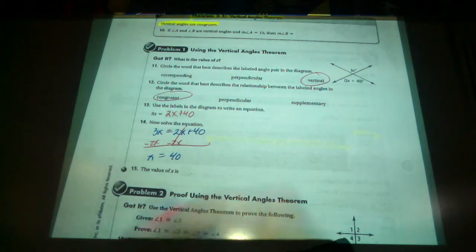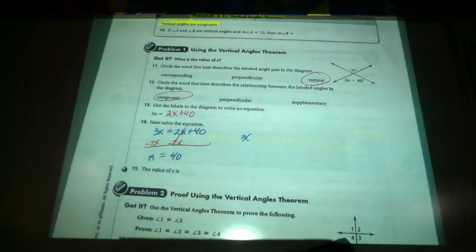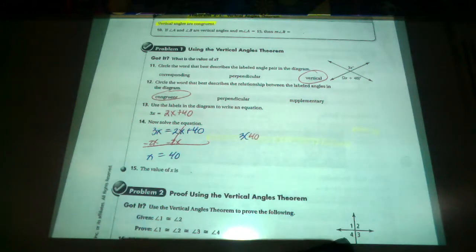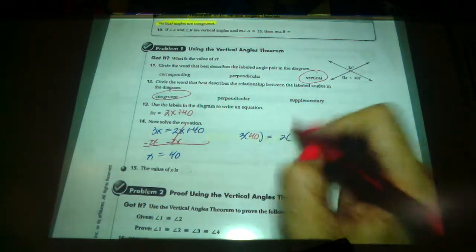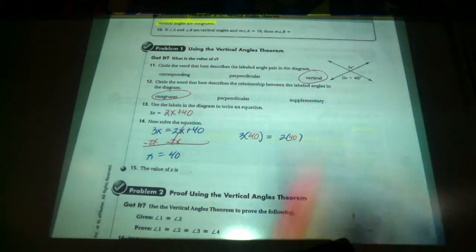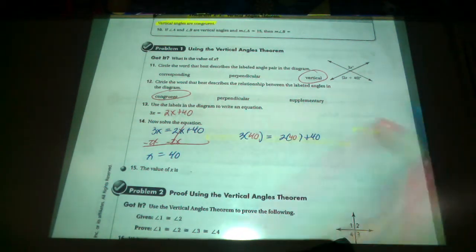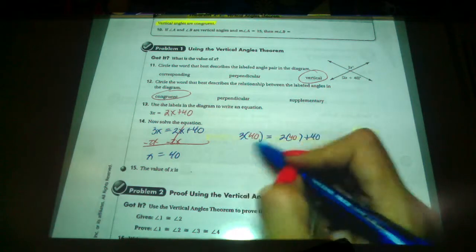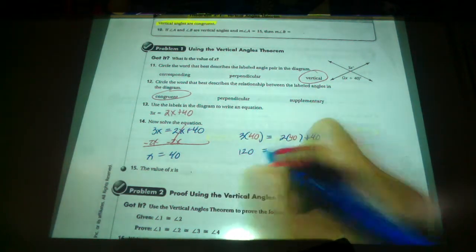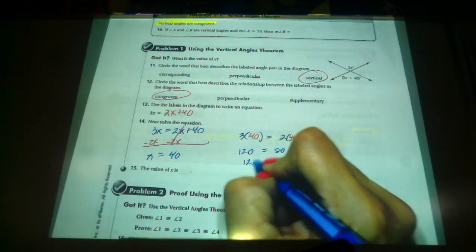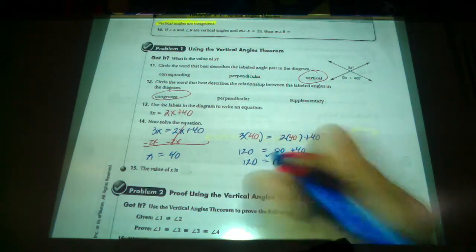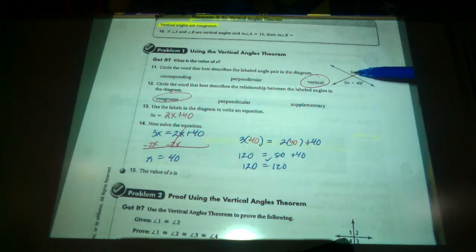If you're not sure if that's correct, what can you do? Check it. So I'm going to take 3 times 40. That should be equal to 2 times 40 plus 40. 3 times 40 is 120. 2 times 40 is 80, plus 40. Doesn't 120 equal 120? And do these look like they're obtuse angles? Yep.